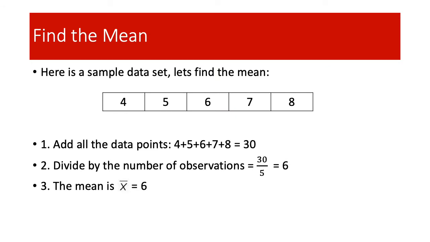Finding the mean. So here's a simple data set. Here's our numbers, 4, 5, 6, 7, 8. In order to find the mean, the first thing we do is add all of the data points, and when we add this series together, we get 30. The second thing is we divide by the number of observations. In this case, we have 5 observations, so we divide 30 over 5, and therefore the mean of this data set is going to equal 6.